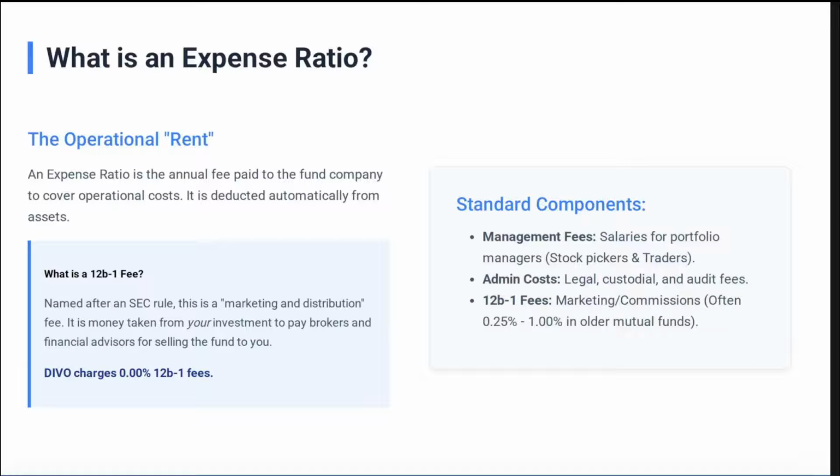What makes up an expense ratio? Typically, these three standard components. One is the management fee, right? It's a salary for the portfolio managers, stock pickers, and traders. You pay the admin costs, right? Legal, custodial, and audit fees. And then the marketing commissions, the 12b-1. Often it's a 0.25 to 1% additional tack-on, typically seen in mutual funds. But we won't see it here in DIVO.